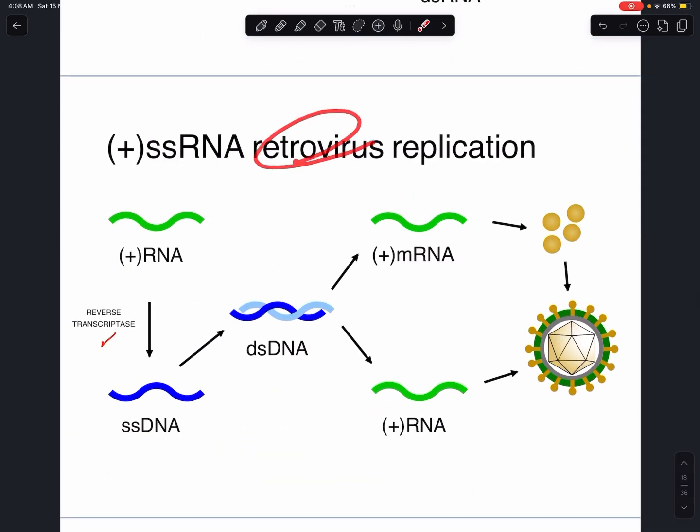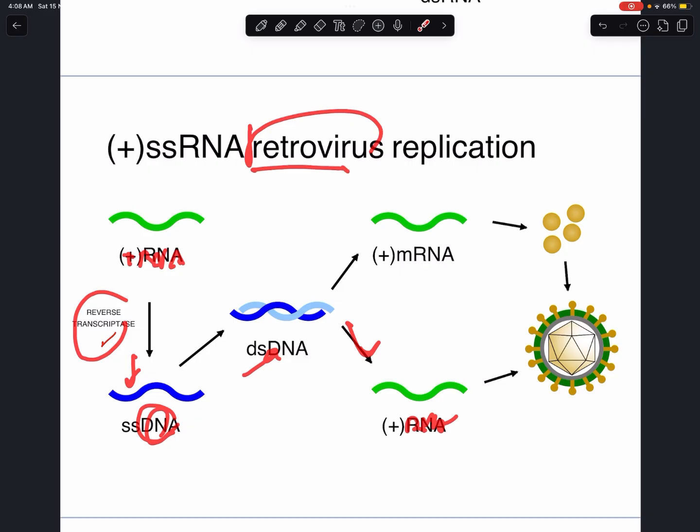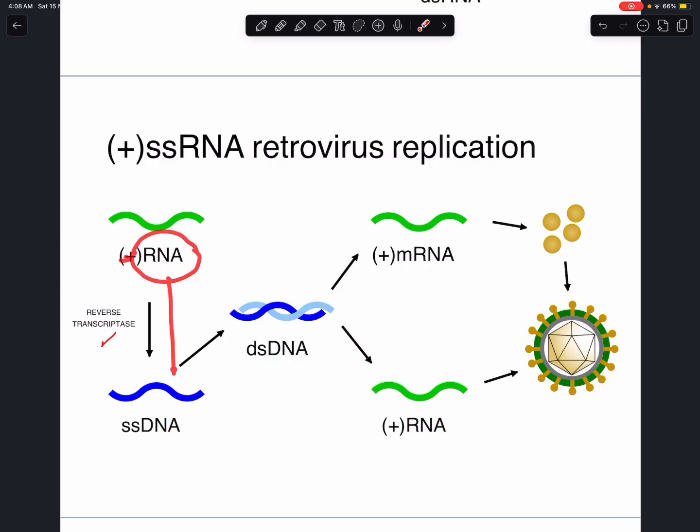For the retrovirus, here the positive RNA is going to be turned into a single-stranded DNA, then becoming double-stranded DNA, then becoming RNA. This is weird, I know, but it's retroviruses. So it's turned from RNA to a DNA, becoming double DNA, then turning like the first step, positive RNA. The double-stranded, of course, is going to be turned into mRNA to make the viral protein.